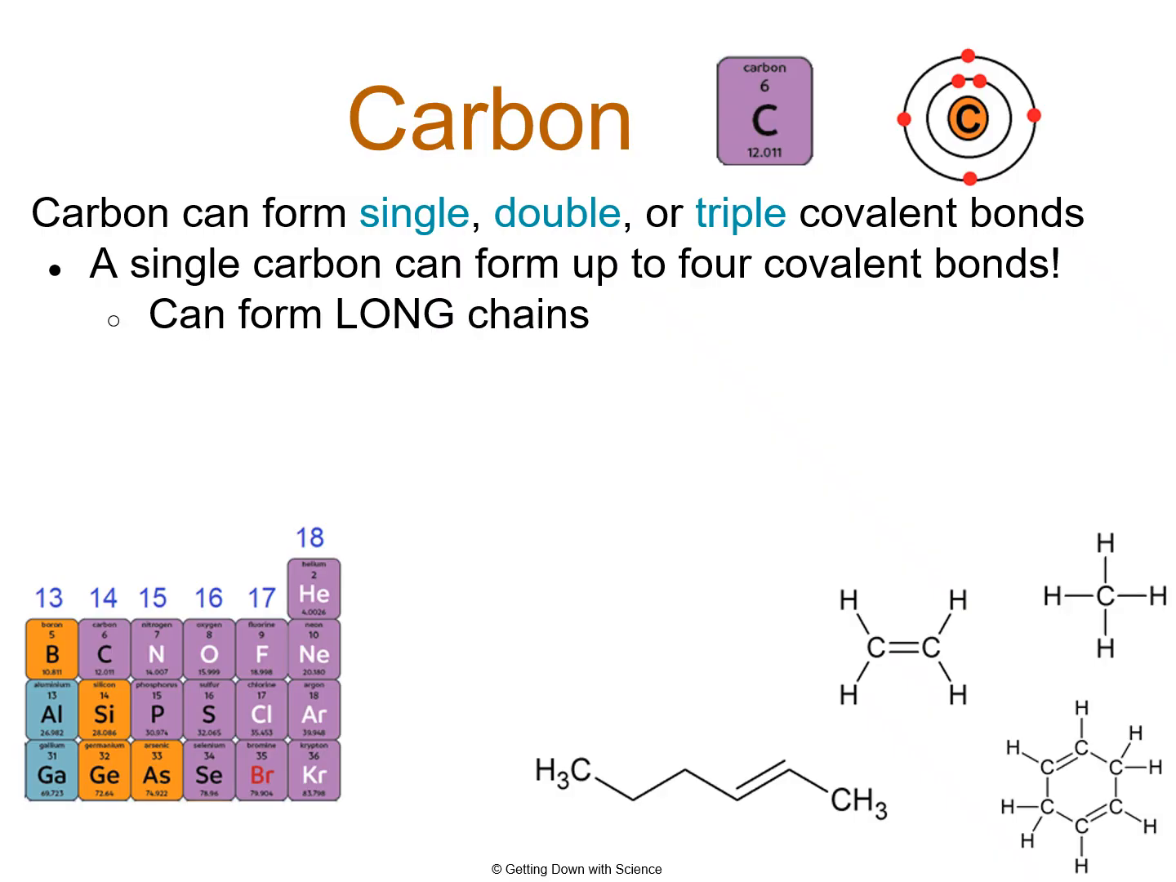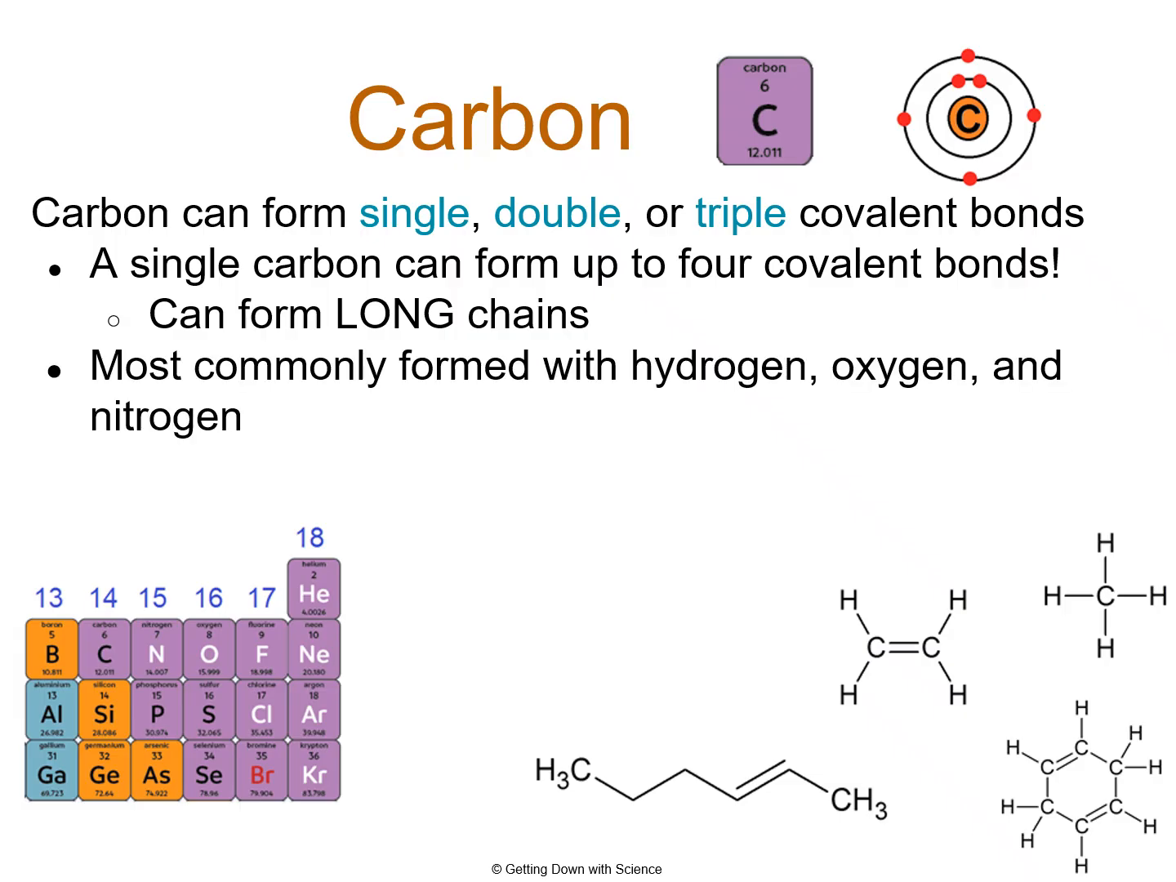They can form long chains, most commonly with hydrogen, oxygen, and nitrogen. There are some pretty common elements for life: carbon, hydrogen, oxygen, nitrogen, phosphorus, and sulfur. These are the main components for life.